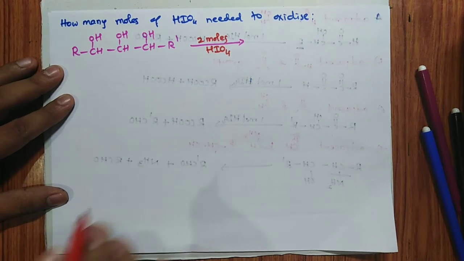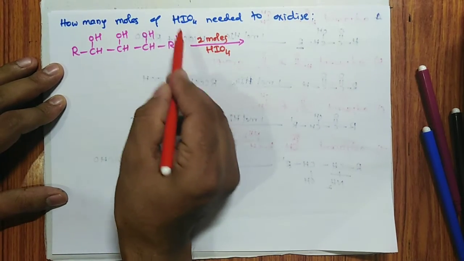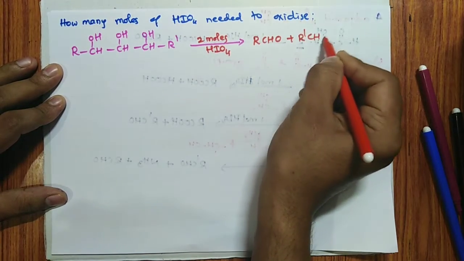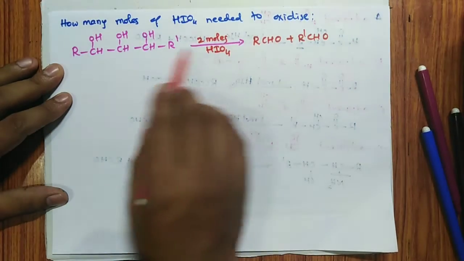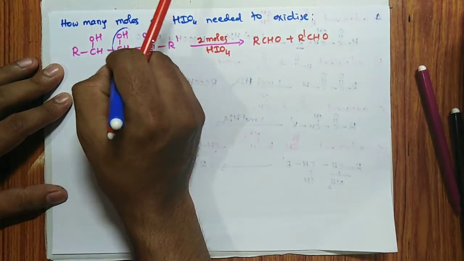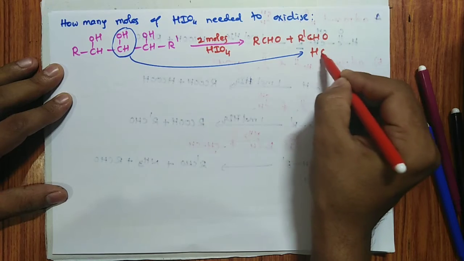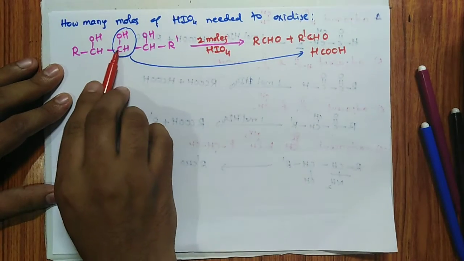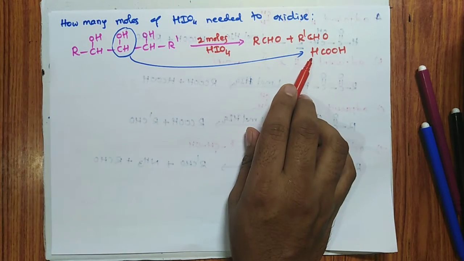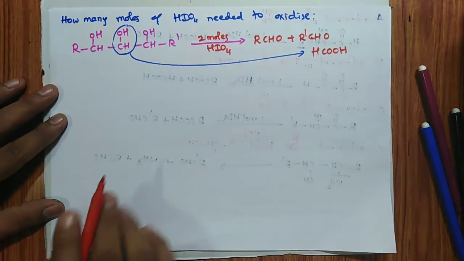Then what is the product formed? This is the alcoholic group, and this is also an alcoholic group. Hence, remember, I will write it very easily: RCHO plus R dash CHO. Then what about this group? It is in between, a secondary alcohol, hence it will get converted into HCOOH. Very important: RCHO, R dash CHO, HCOOH.